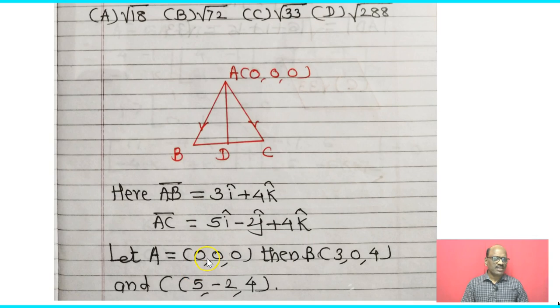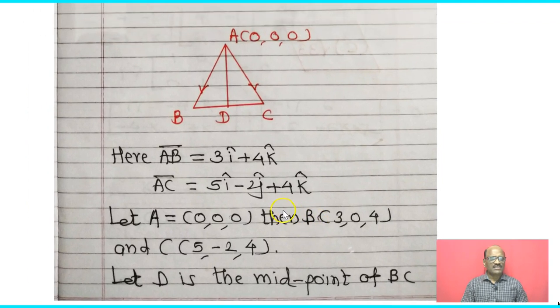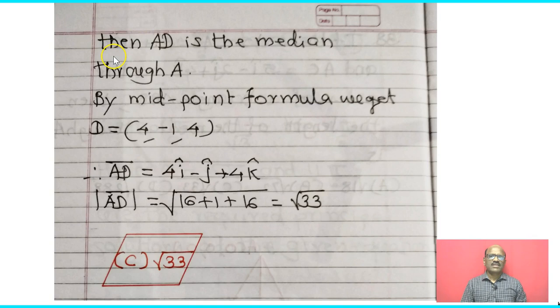The coordinates of A are 0, 0, 0, B are 3, 0, 4, and C are 5, minus 2, 4. Now let D be the midpoint of BC. We can find the coordinates of point D by using the midpoint formula. Then AD is the median through the point A, and by the midpoint formula we get 4, minus 1, and 4. Therefore, AD equals 4i minus j plus 4k cap. Therefore, the mod of AD bar is the root of 4 squared plus 1 squared plus 4 squared, that is 16 plus 1 plus 16, that is the root of 33. And option C is the correct one.